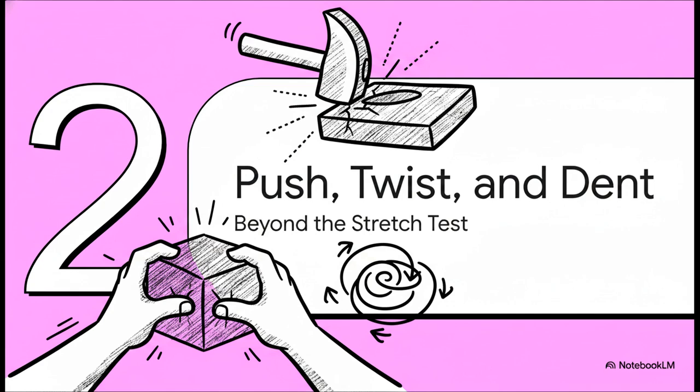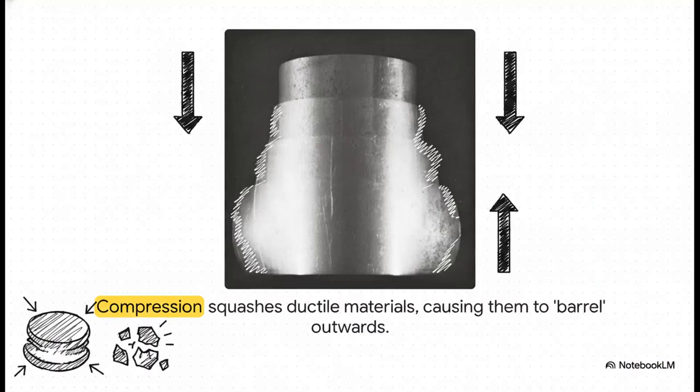But let's build on that, because in the real world, things aren't just getting stretched, right? They're also being squashed and twisted and dented all the time. So where tension pulls a material thin, compression does the opposite. It squishes it. And as you can see, a ductile material doesn't just get shorter, it kind of bulges out in the middle.